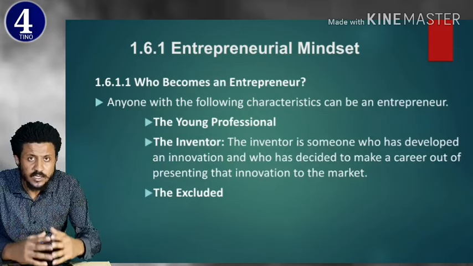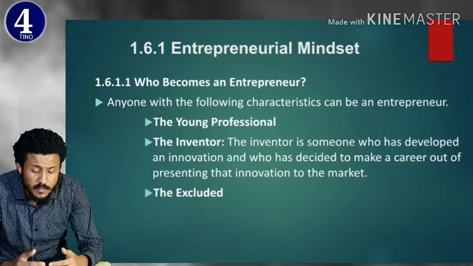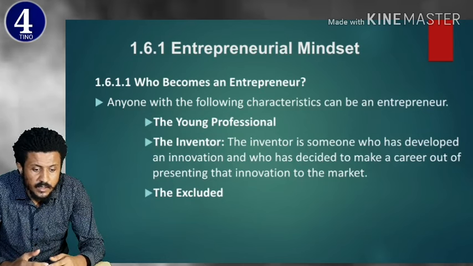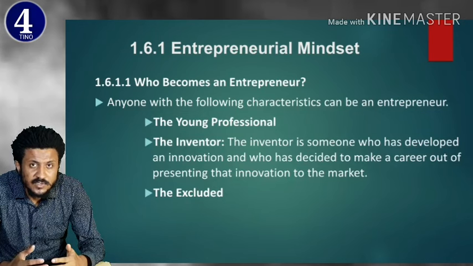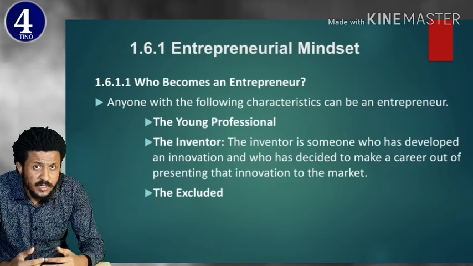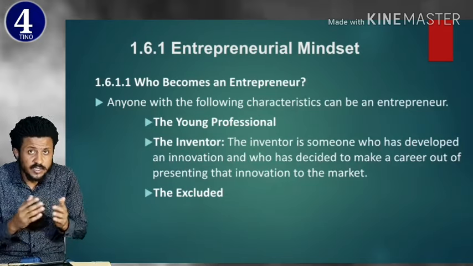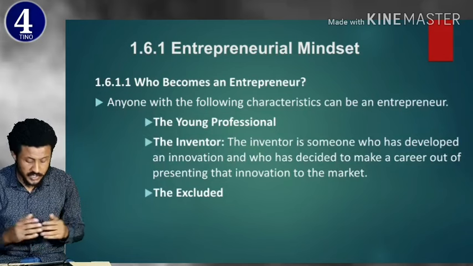The third one is the excluded one. When we say excluded, it means that sometimes a person will be excluded. For example, someone will not get any kind of job opportunity. Even if they apply in many places, if they are not hired, that situation will force that individual to become an entrepreneur and open his own business.